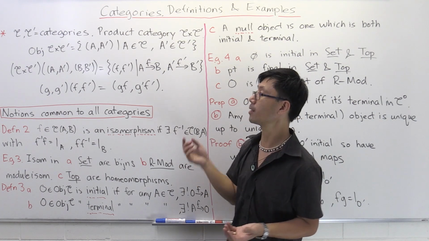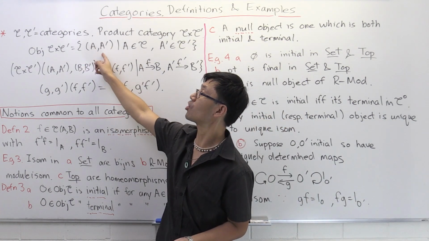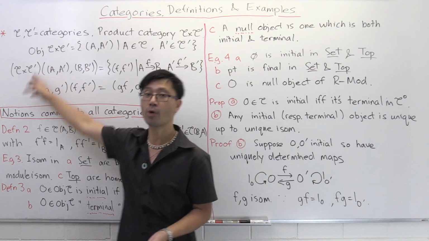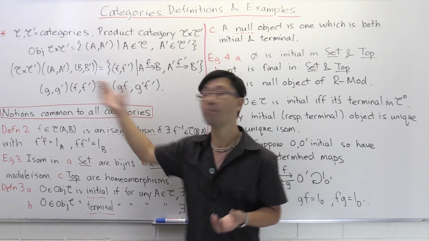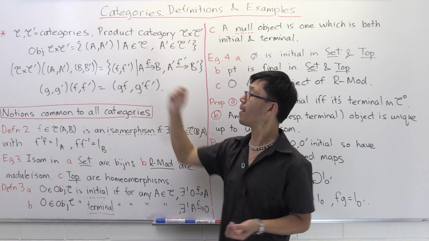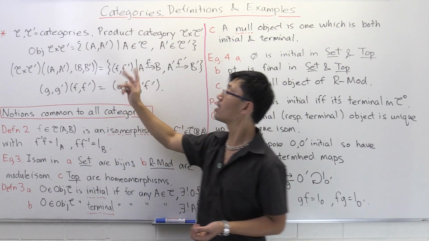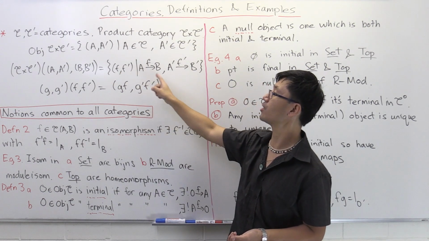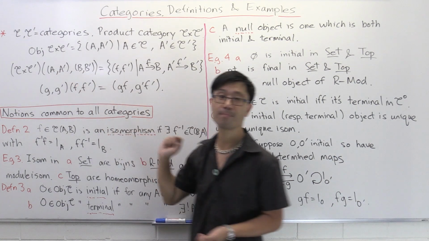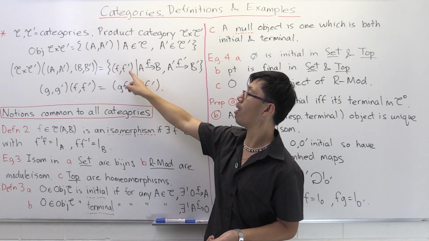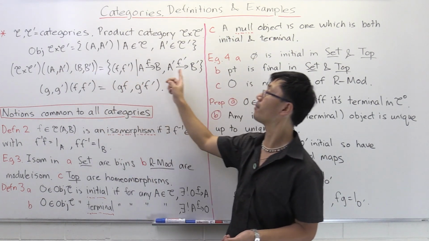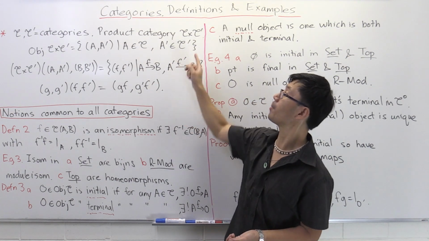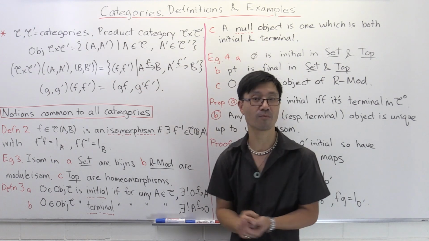What about Homs? Suppose now we're given two such objects, so two such pairs, A, A prime and B, B prime. In this product category, we want to see what the Hom set from here to here is. Basically, they're just pairs of Homs. Firstly, there's F, a Hom from A to B, and then there's a Hom F prime from A prime to B prime. So this is a Hom inside C, and this is a Hom inside C prime. So they're just pairs of Homs.